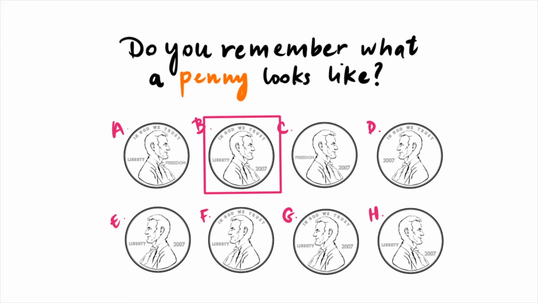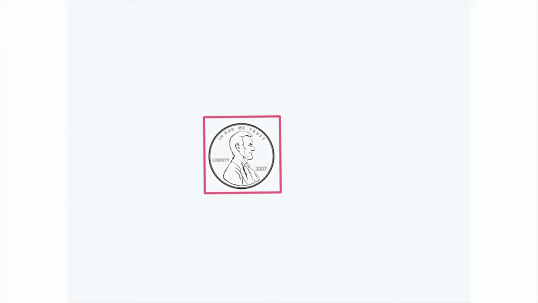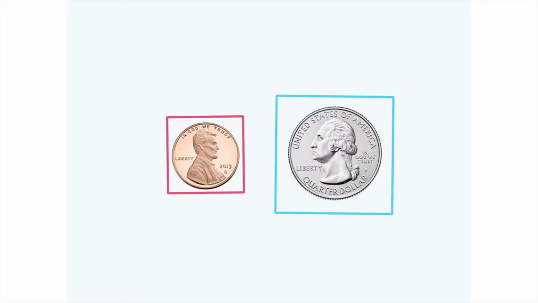Did you guess it correctly? If you didn't, you're not alone. Our brains don't typically store information about objects in this level of detail. We only remember enough to tell the difference between, for example, a penny and a quarter in our everyday lives.